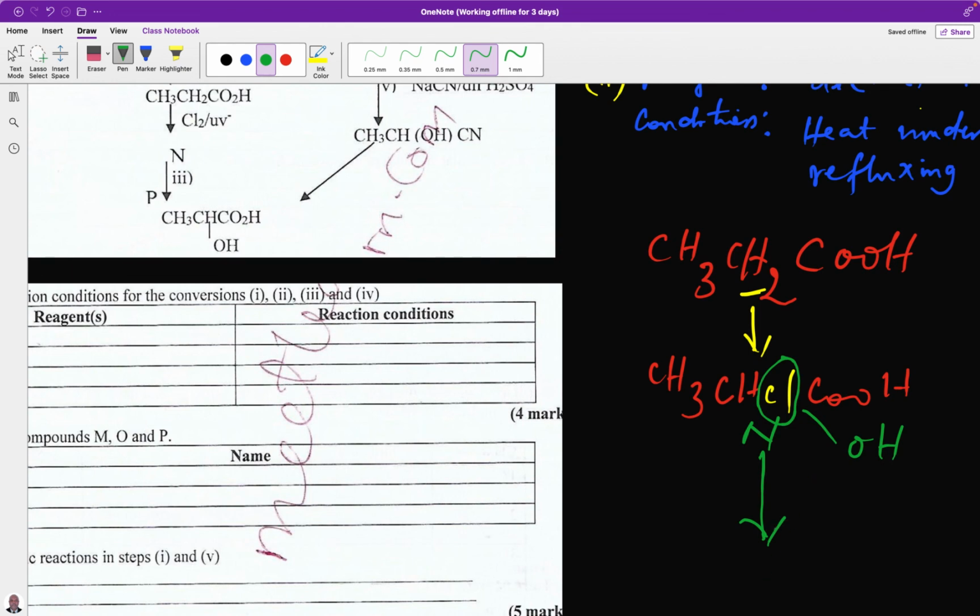So what is required to give us this? What do you think? What reagent will provide an OH that will substitute this chlorine to give us 2-hydroxypropanoic acid, CH3, CH, OH, COOH? In that case, it must be an alkaline solution. A strong alkaline solution like sodium hydroxide will provide that.